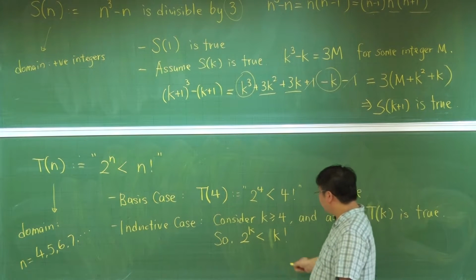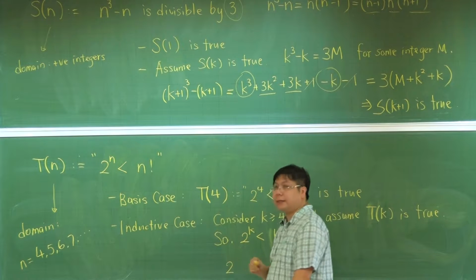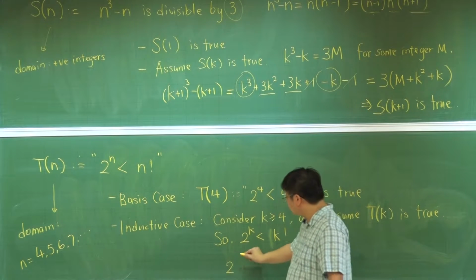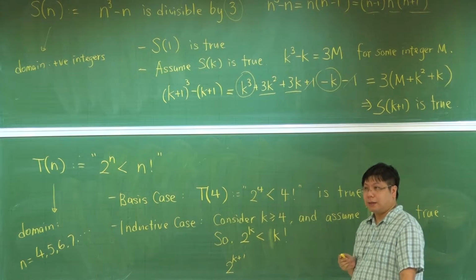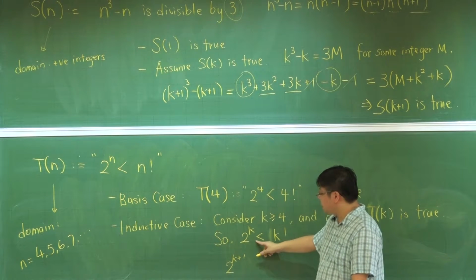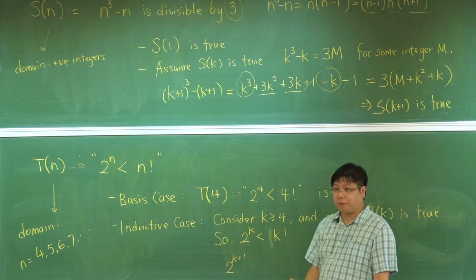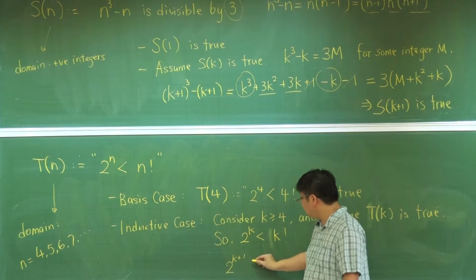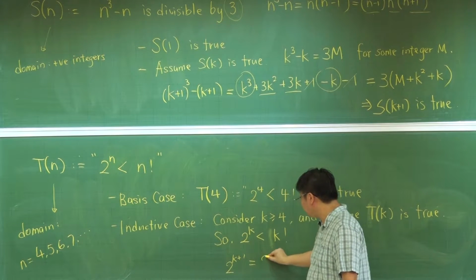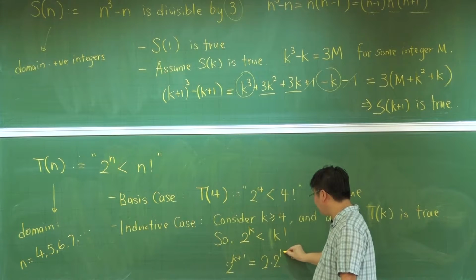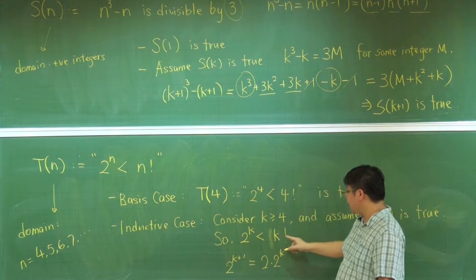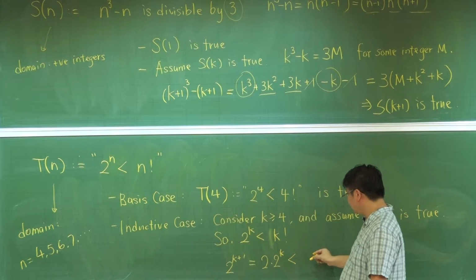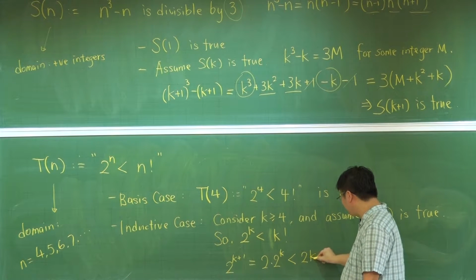And now we are interested in the case T of k plus 1. So we are looking at 2 to the power k plus 1 here, and we can use this to help us simplify it. First of all, 2 to the power k plus 1 is equal to 2 times 2 to the power k. And 2 to the power k is less than k factorial, so it is less than 2 times k factorial.